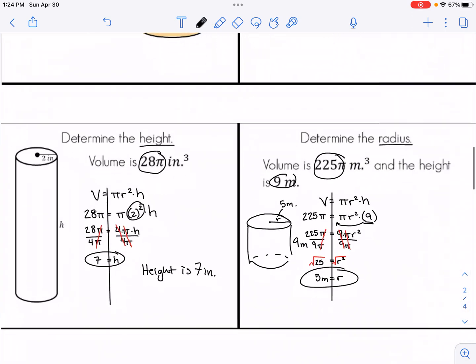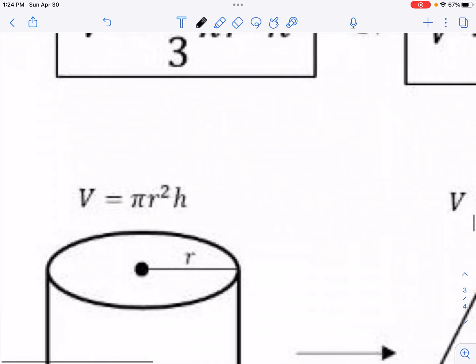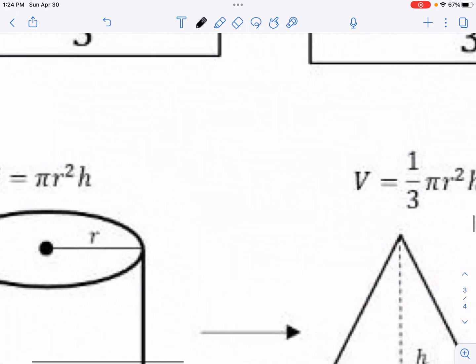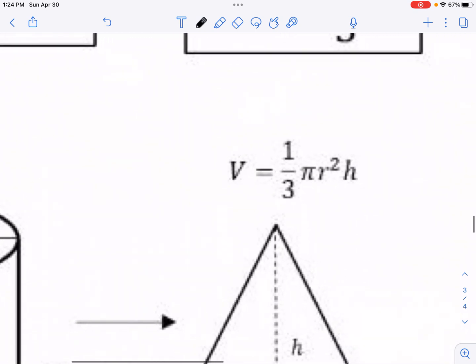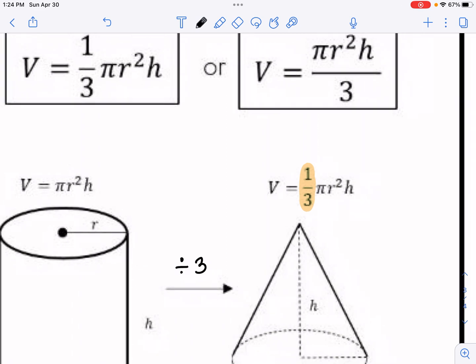So for today's notes, we're still working on that same idea, V equal to pi r squared times h, but there's a little bit of a difference here with the formula for the volume of a cone, which is 1/3. From here to here, really what we do is, after you find the volume of a cylinder, you divide it by 3. That's what is represented here by the 1/3.